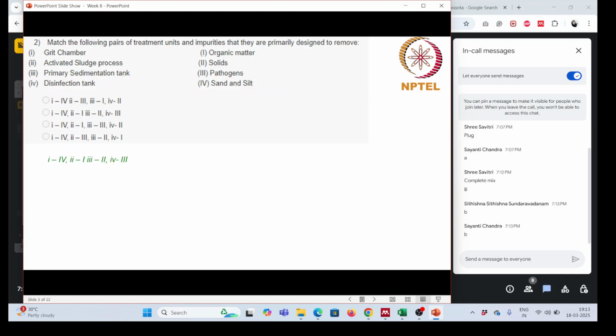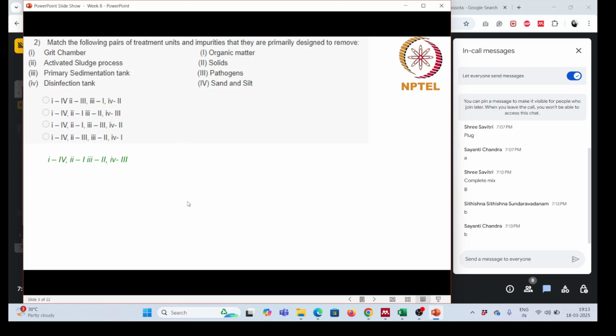So this answer is correct. Your answer option B is the correct one. So what happens when a grit chamber is there? In the grit chamber, the inorganic particles, sand and silt, are removed. The next process, first is grit chamber, next is always the primary sedimentation tank.